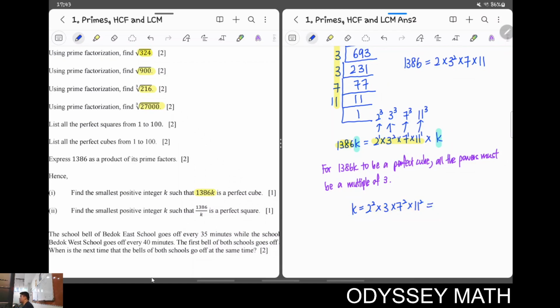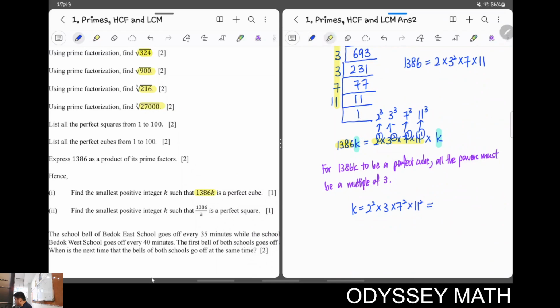Hopefully you all understand this. The objective is to force all of these powers here, for each base, to the next smallest multiple of 3, which is 3. And to do that, we need to choose k so that it can multiply accordingly.